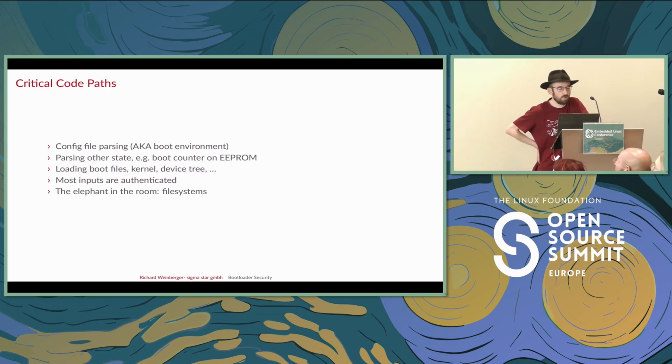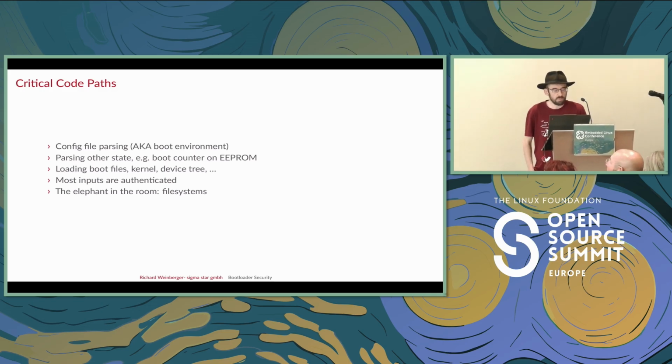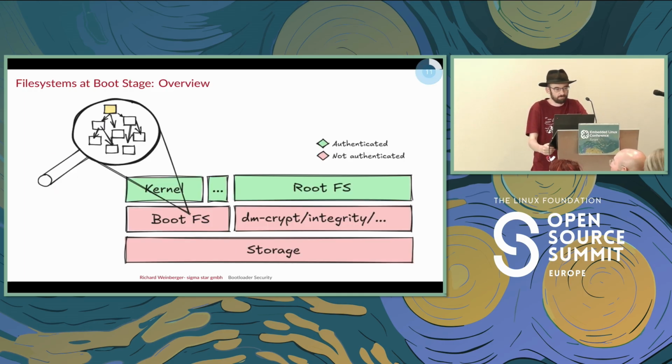Then parsing other state, so often you have some kind of data structure in the EEPROM that just says what kind of device it is and some other properties, or boot files, device trees and kernels. Most of these inputs are, as I said, authenticated, so it's not really interesting to look deeply into those paths. But then I found the elephant in the room. It's file systems. So let's have a deeper look.